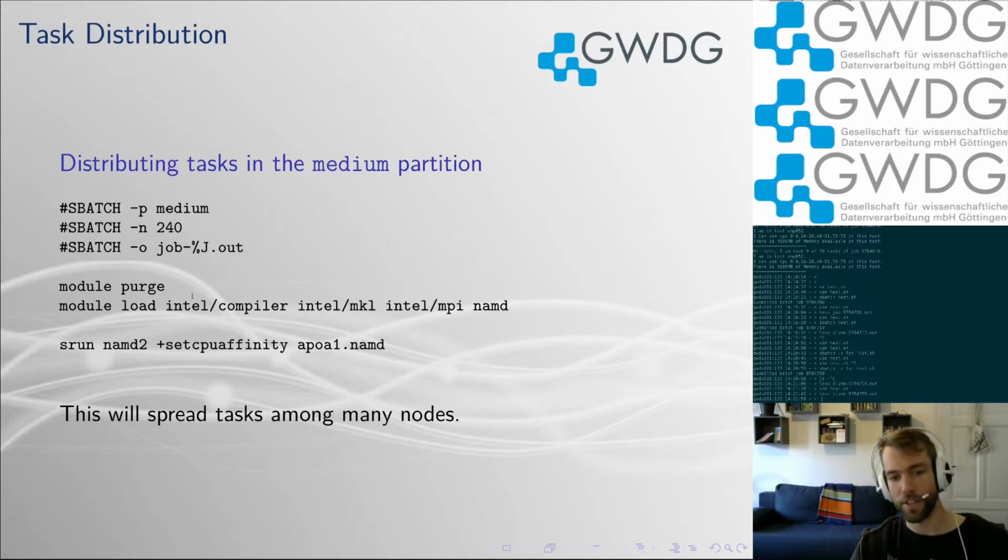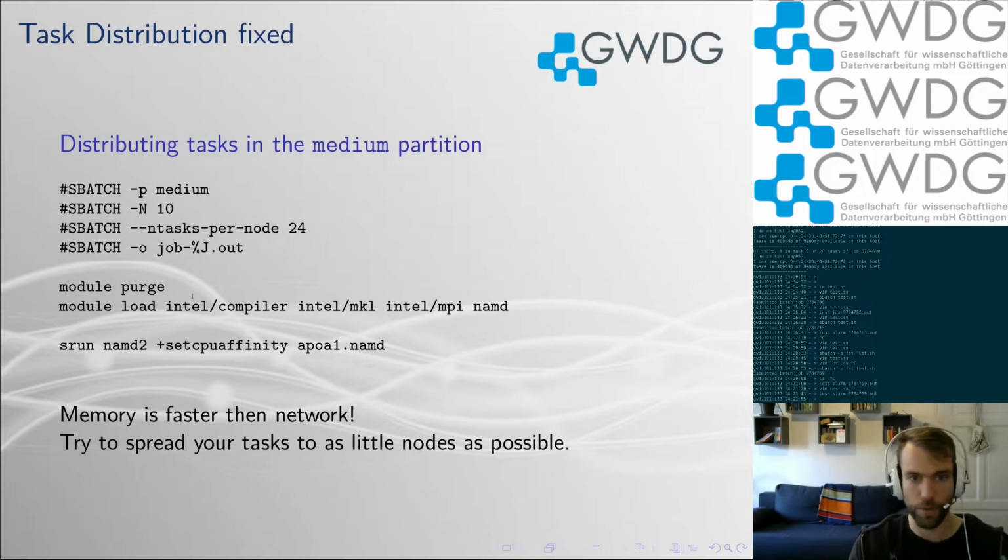Anyway, what happens now, this task will spread among however many nodes necessary. So it won't be contained to like 10 nodes or 4 nodes or something. It might run across 40 nodes or 96 nodes or something, as opposed to this one, which is essentially the same, pretty close. But this one says, okay, give me 10 nodes and use 24 tasks per node. And the rest is the same.